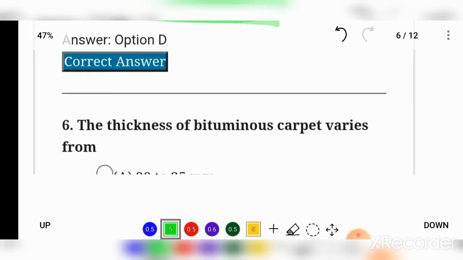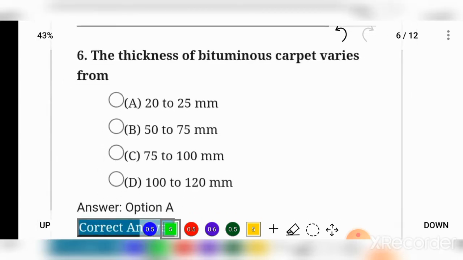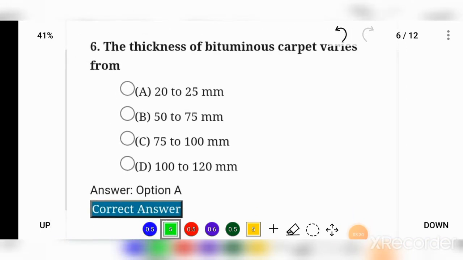Next, the thickness of bituminous carpet varies from 20 to 25, 50 to 75, 70 to 100, or 100 to 120 mm. The correct option is A, that is 20 to 25 mm, right?